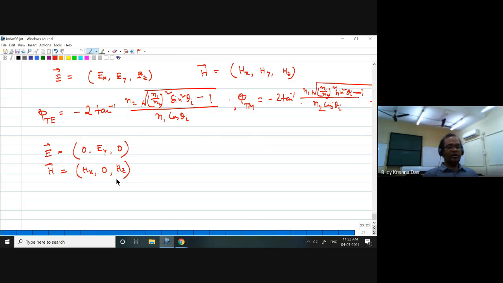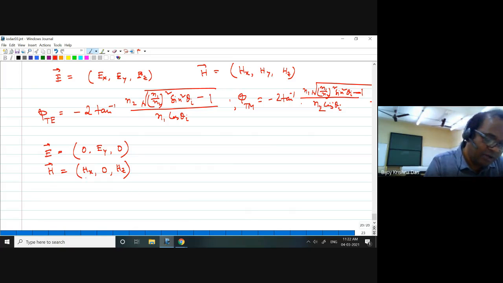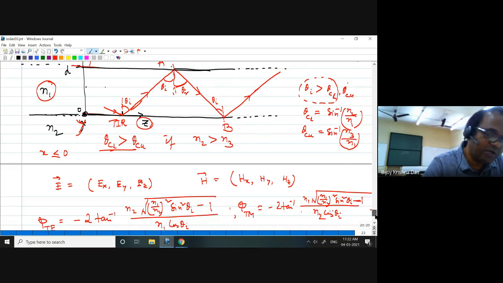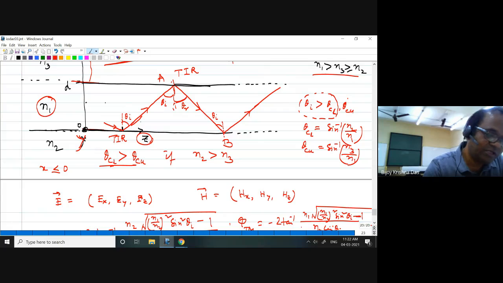You can consider the E field having a Y component, and the H field can have an X component and a Z component. Then you can satisfy that light is propagating in this direction. So H is in the XZ plane and, sorry, E is in the Y direction. So that can be TE polarization.